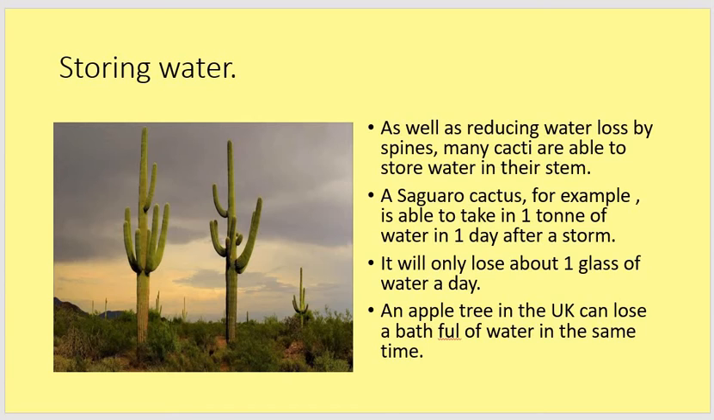They have lots of spongy tissue which is able to suck up water and hold it like a reservoir, so that when it rains they can take full advantage. The saguaro cactus that's shown, the figures given in this presentation tell you it can take up 1 ton of water in one day after a heavy storm, and then it will only lose about 1 glass of water a day, so that will last for a very long time.